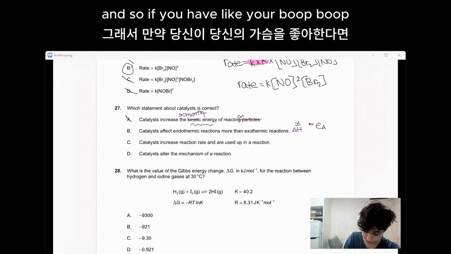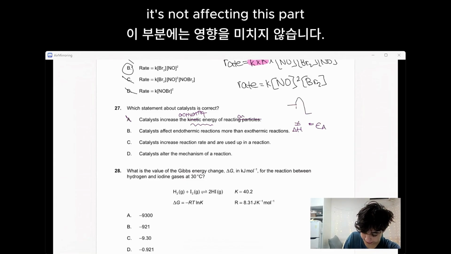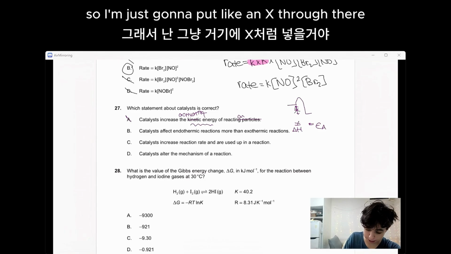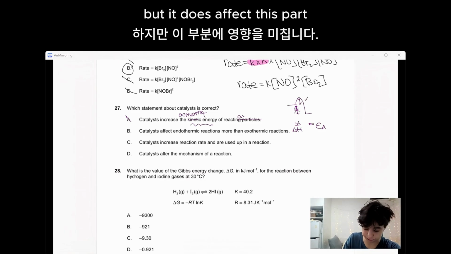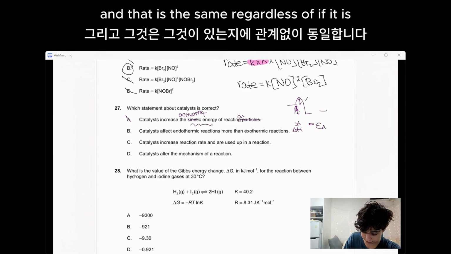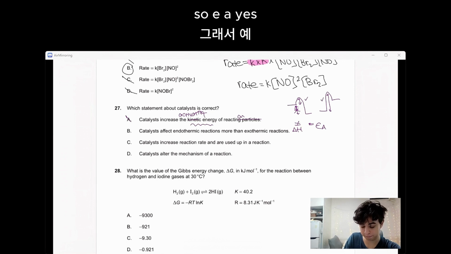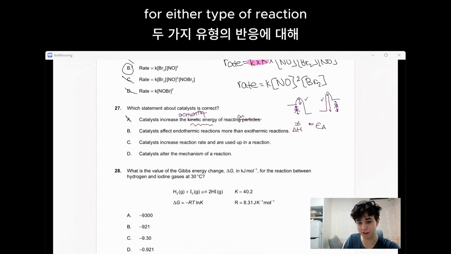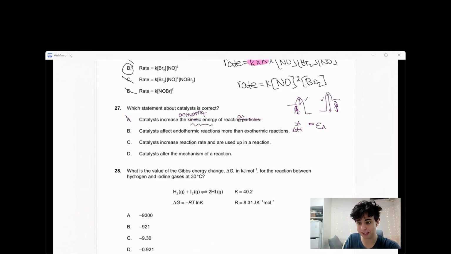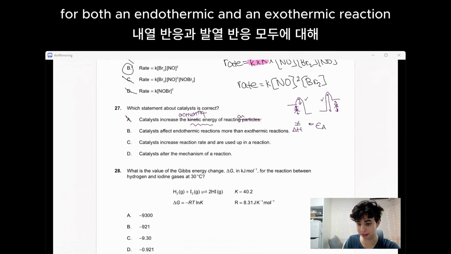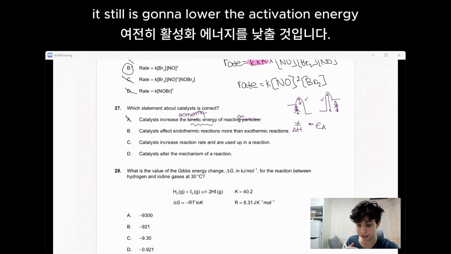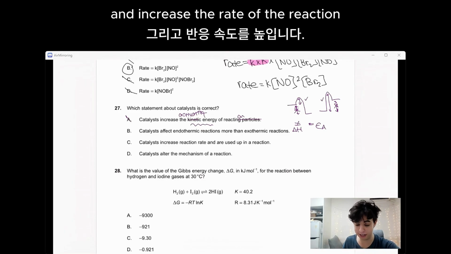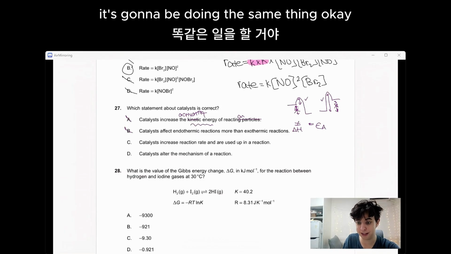Okay, and so if you have your energy diagram, it's not affecting this part, so I'm just going to put an X through there, but it does affect this part. So EA, yes, but it does not affect this delta H for either type of reaction. So it does not have a strict preference; it's going to have the same effect either way. For both an endothermic and an exothermic reaction, it still is going to lower the activation energy and increase the rate of the reaction. It's going to be doing the same thing.